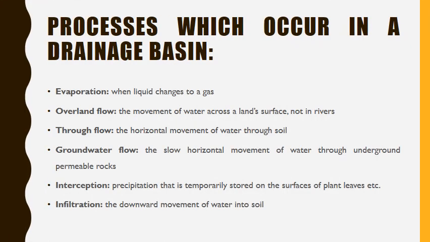Processes which occur in a drainage basin: evaporation, when liquid changes to a gas; overland flow, the movement of water across a land's surface, not in rivers; through flow, the horizontal movement of water through soil; groundwater flow, the slow horizontal movement of water through underground permeable rocks; interception, precipitation that is temporarily stored on the surface of plant leaves, etc.; infiltration, the downward movement of water into soil.